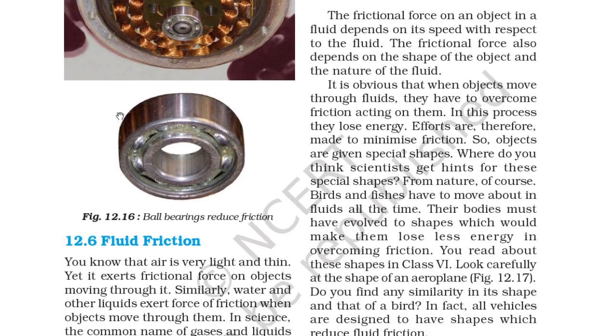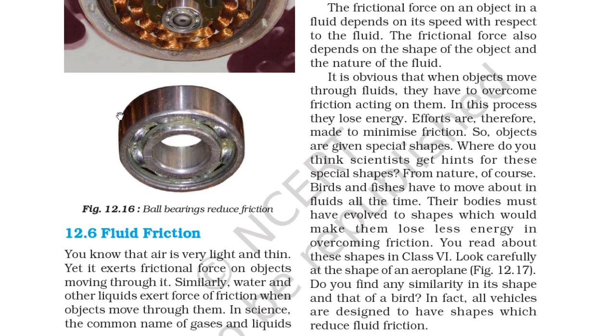It is obvious that when objects move through fluids, they have to overcome friction acting on them. In this process, they lose energy. Efforts are therefore made to minimize friction. So objects are given special shapes to reduce friction. Where do you think scientists get hints for these special shapes? From nature, of course. Birds and fishes have to move about in fluids all the time. Their bodies must have evolved to shapes which make them lose less energy in overcoming friction.